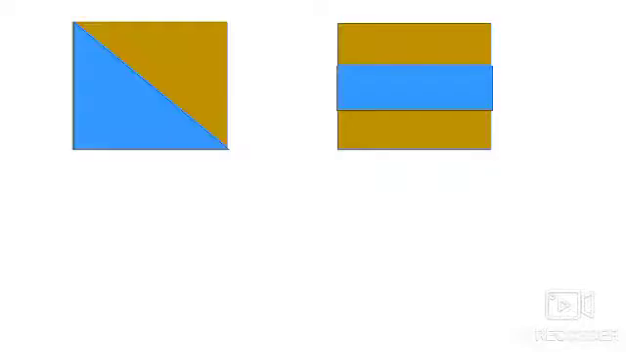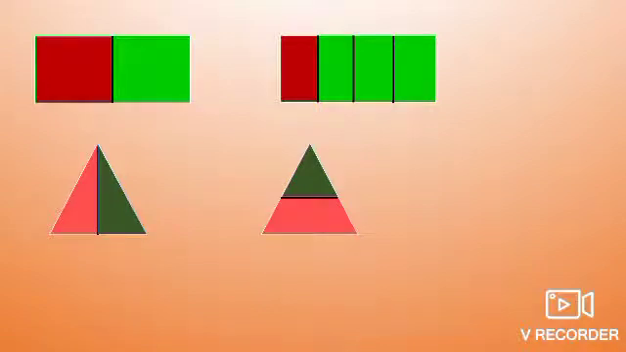Similarly, this triangle is divided into two equal parts and only one part is colored. This other triangle is again divided into two equal parts and one part is colored, but just check the position of the colored part. So we cannot say this is an equivalent fraction because here the position of the colored part has changed. Both the triangles have two equal parts and one part is colored, but the position has changed. So this is not an equivalent example.